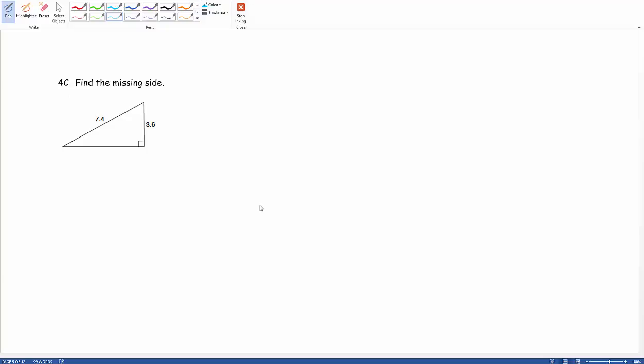Here we are at chapter 1, target 4C. We're asked to find the missing side here. And just looking at our triangle, we do notice that it is in fact a right triangle. And with our right triangles, the side opposite the right angle is always going to be the longest. So right here, the 7.4 is going to be our hypotenuse. Every single time that it's opposite of that 90 degrees, it's always our hypotenuse.